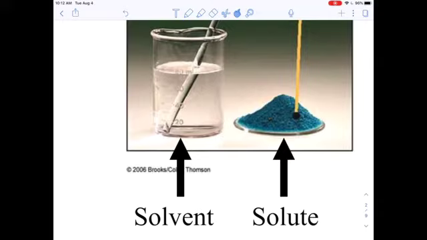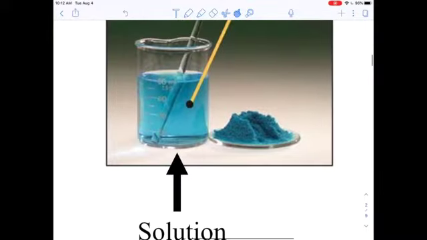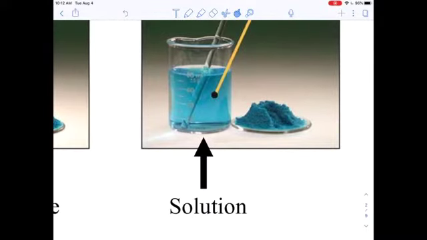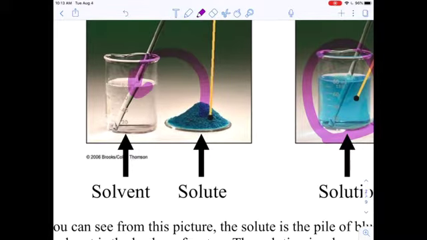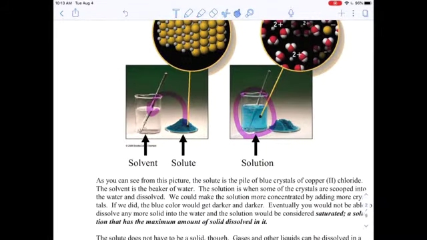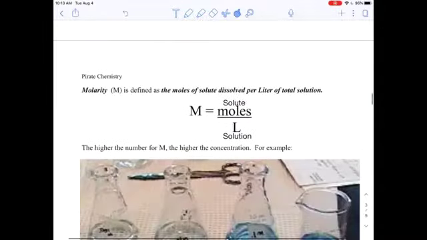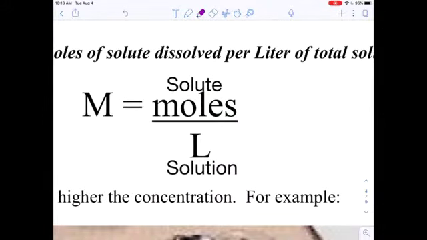So that is the solute. And when you mix the blue solute here, for this example, into the solvent, then you get the solution. The solution is the two of them together. We've got some extra solute there, but that's not what I'm talking about. I'm talking about the solution here. So the solution is what happens when the solute goes into the solvent. So molarity is the moles of the solute per liters of the solution, which can cause a little bit of confusion occasionally.